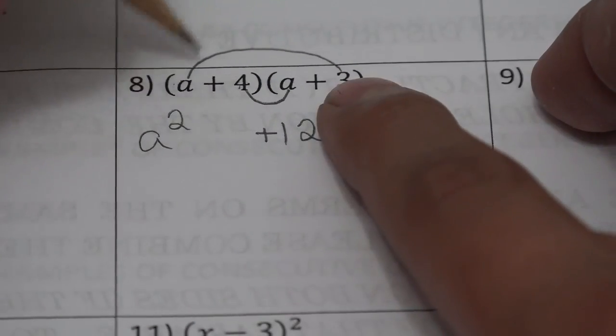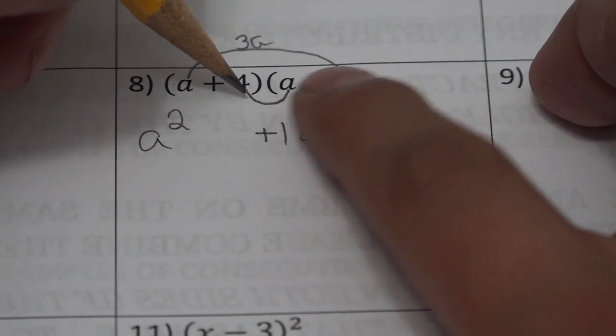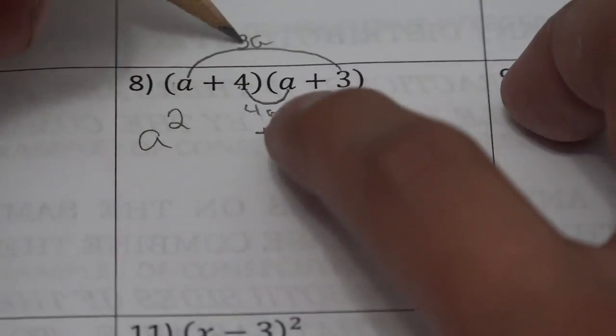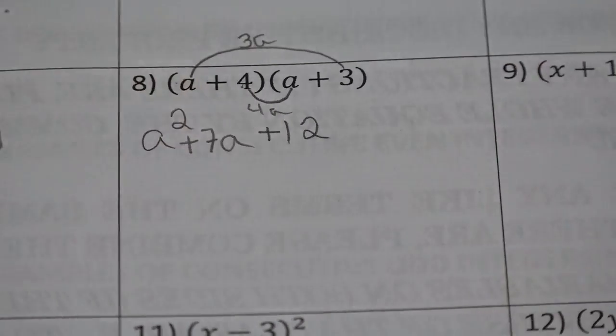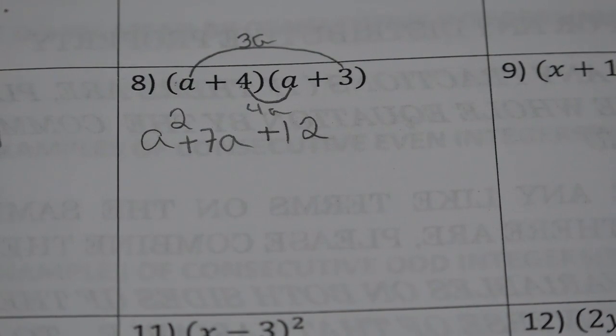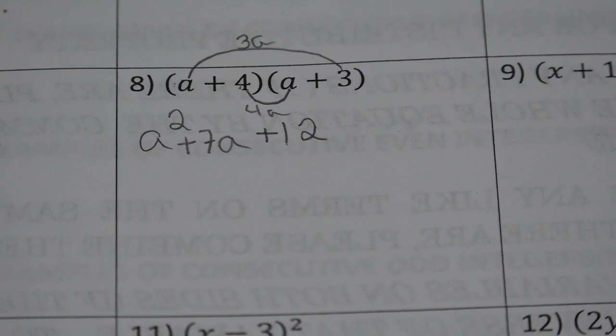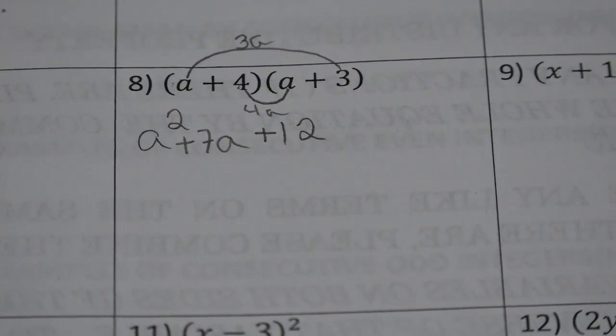Here you get 3 times a is 3a. And here you get 4a. So then what do you have? 7a. Positive 7a. Right? Yes. Okay then.